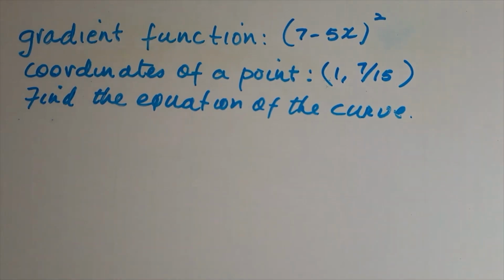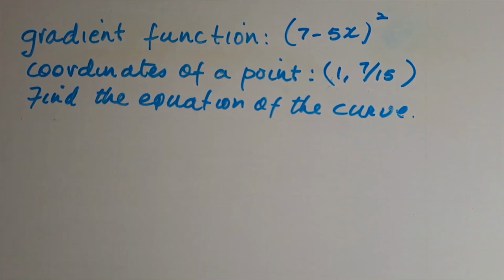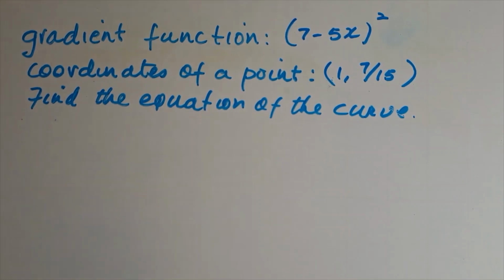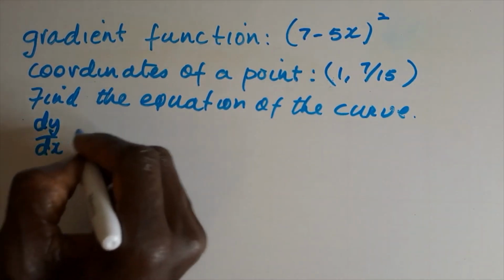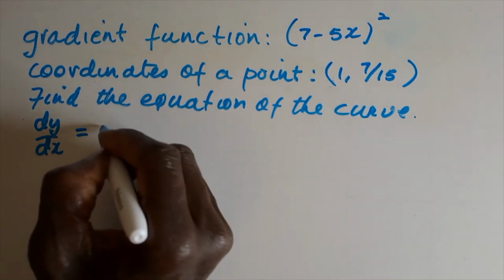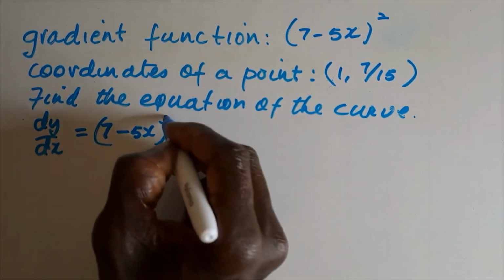Right, our gradient function now is (7 minus 5x) all squared, and our coordinates of a point on the curve is (1, 7/15). We need to find the equation of the curve. Now, a gradient function, dy/dx, is equal to (7 minus 5x) all squared.